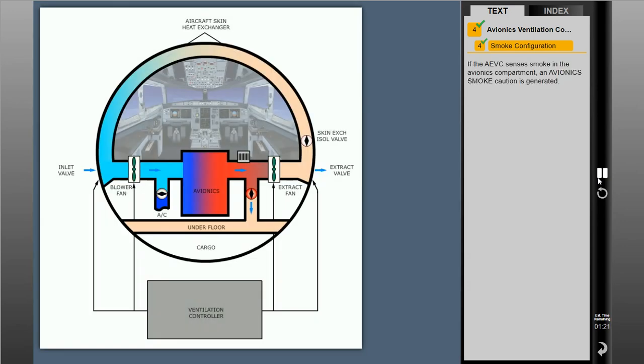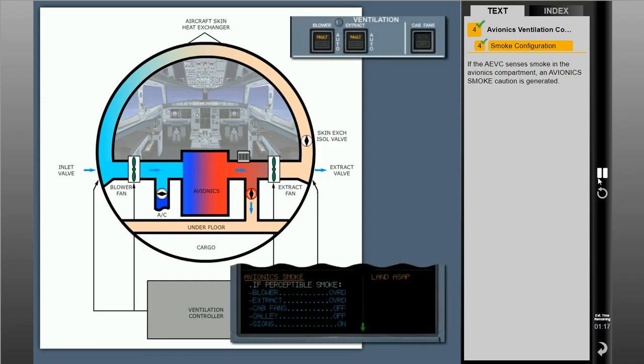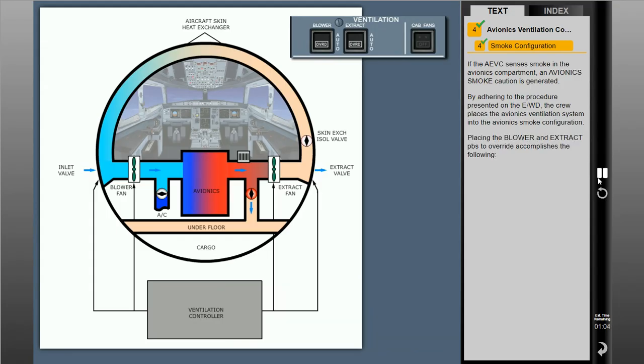If the AEVC senses smoke in the avionics compartment, an avionics smoke caution is generated. By adhering to the procedure presented on the EWD, the crew places the avionics ventilation system into the avionics smoke configuration. Placing the blower and extract push buttons to override accomplishes the following.